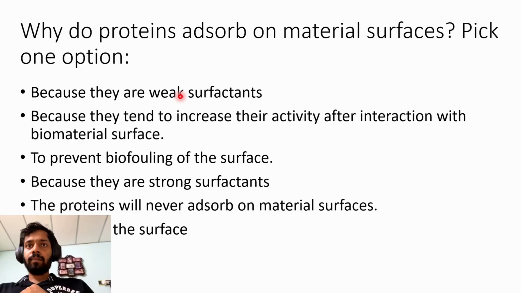So proteins are weak surfactants. They're not strong surfactants. If they were strong surfactants, you would not get to have this organized structure of a cell, right? Because how do you break open a cell? If you want to break open a cell, let's say to extract DNA, what's the first step that you do?